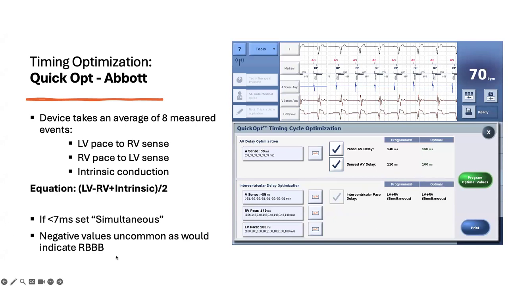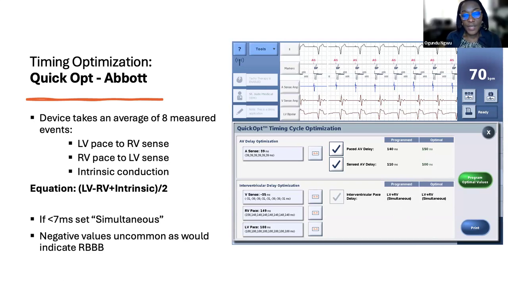Typically, you will not see an indication for RV first, just because you already have some degree of LV dysfunction for a CRT patient. So it's unlikely that you'd want RV earlier pacing, or why did you put a CRT in to begin with? But this is just a way for the device to tell you how early you should pace. Once again, this is a surrogate. You can also just look at a 12-lead EKG, which is, I think, in many ways superior, and then from there, customize your LV-RV offsets. But I don't know, Dr. Ogundu, if you have any input on that.